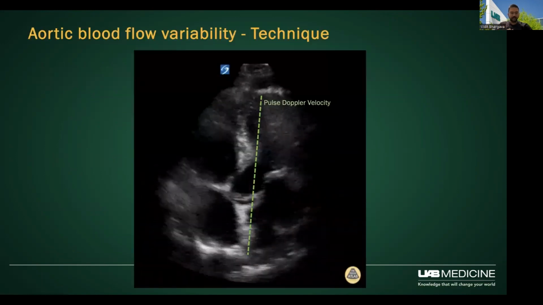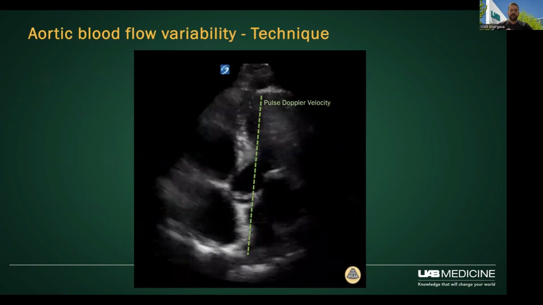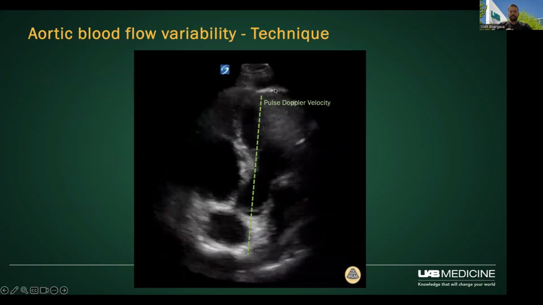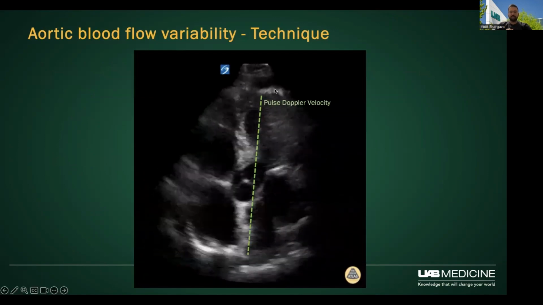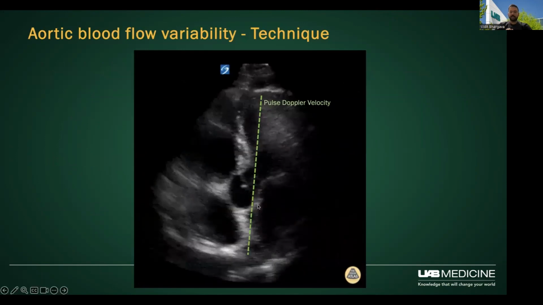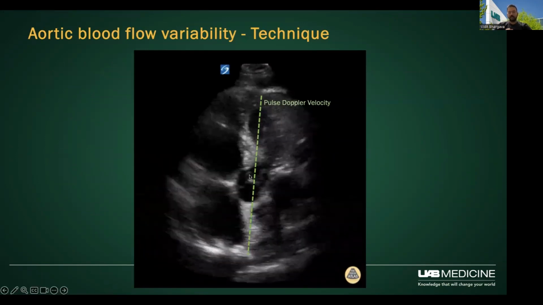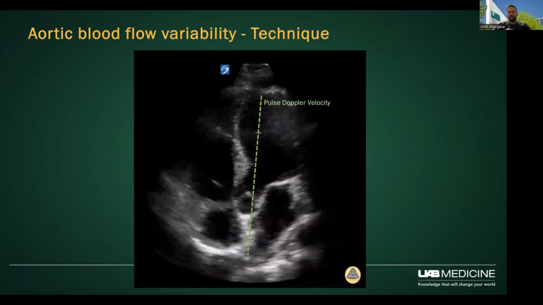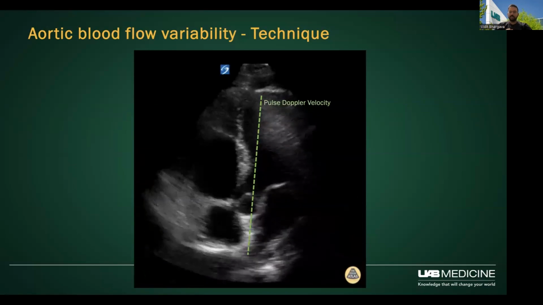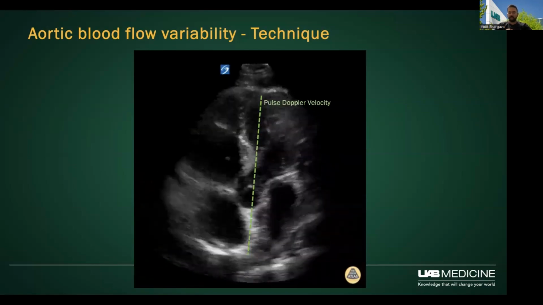Let's look at how we do this, and then we'll go back to the two formulas that are used for aortic blood flow variability. So this is generally done in an apical 5-chamber view, where you're able to see the aortic outflow tract. More than any other assessments that we've so far talked about, we want to make sure that we get a reasonable to a good quality apical 5-chamber view.